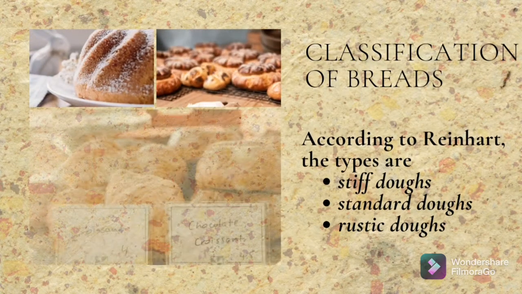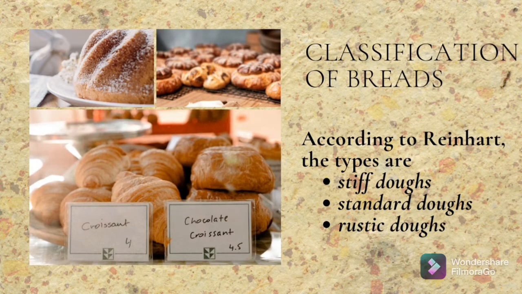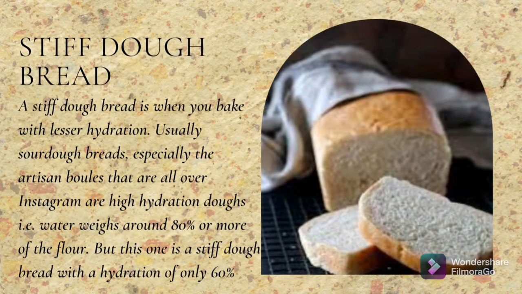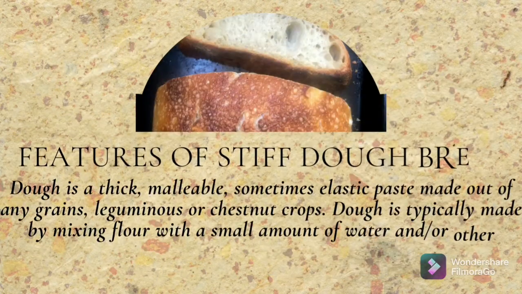Classification of breads. According to Reinhart, the types are stiff doughs, standard doughs, and rustic doughs. Stiff dough breads. A stiff dough bread is when you bake with lesser hydration. Usually, water weighs around 80% or more of the flour, but this one is stiff dough bread with a hydration of only 60%.